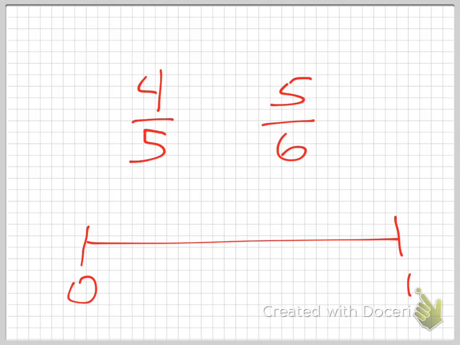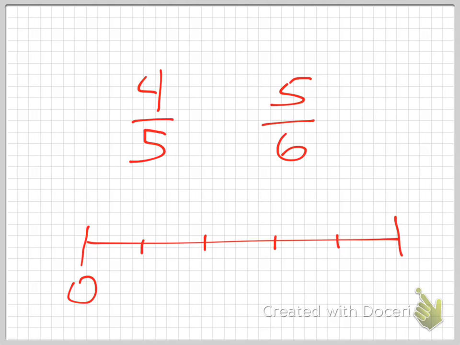4/5. How many different chunks would I break this one up into for 4/5? There's 5. I'm going to break this up into 5 chunks. Agreed? That was not the best drawn. Where is 4/5 then? Where is it exactly? I broke it up into 5 chunks. 1, 2, 3, 4. This is 4/5.